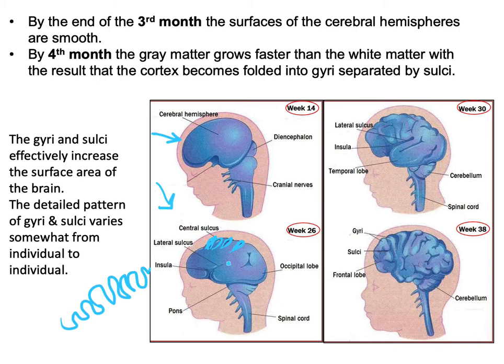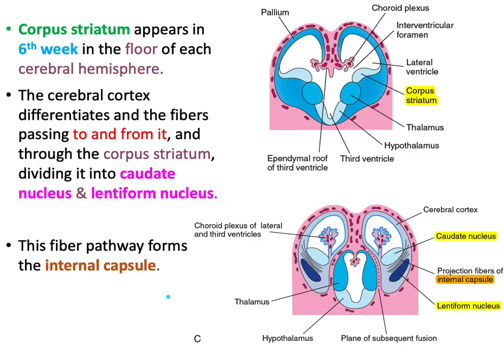So anyway, the detailed pattern of gyri and sulci is different from one individual to another.